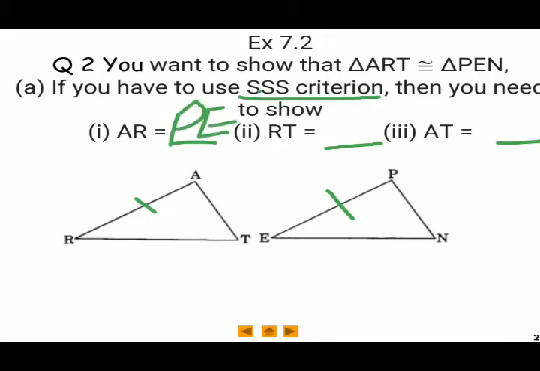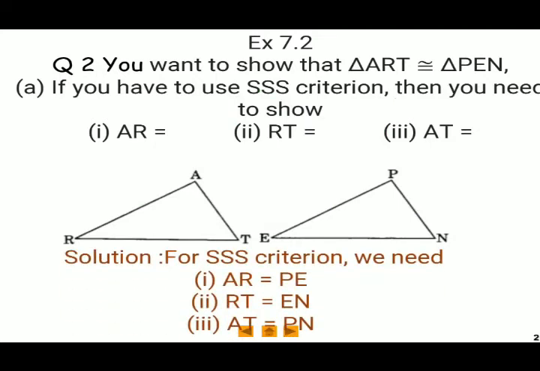After that, second, RT. Here you can see the length of RT and EN are equal. So RT is equal to EN. And AT: here you can see AT is equal to PN. Here you have to write down PN. So you will write the answer in this form: for the SSS criterion we need AR equal to PE, RT equal to EN, and AT equal to PN.